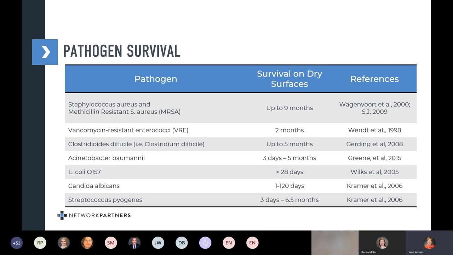This slide talks about the pathogen survival rate. It can survive for some length of time on dry surfaces. You can see that MRSA is up to 9 months, where Strep pyogenes is up to 6.5 months. They're not reproducing at this time, but are dormant. But when they are nourished again with a moist environment, they can begin again to reproduce. So this is something that we need to be aware of.